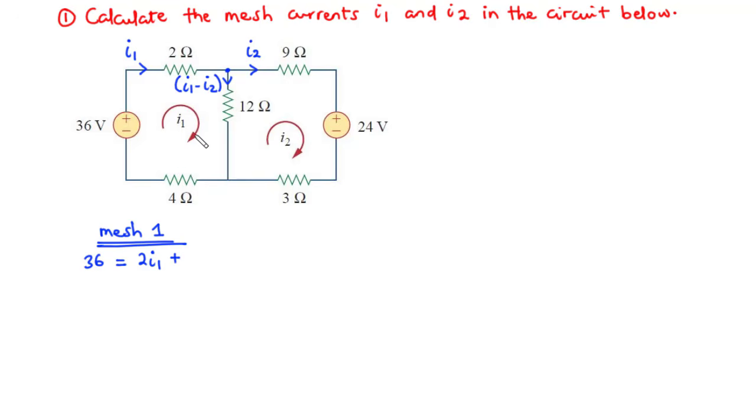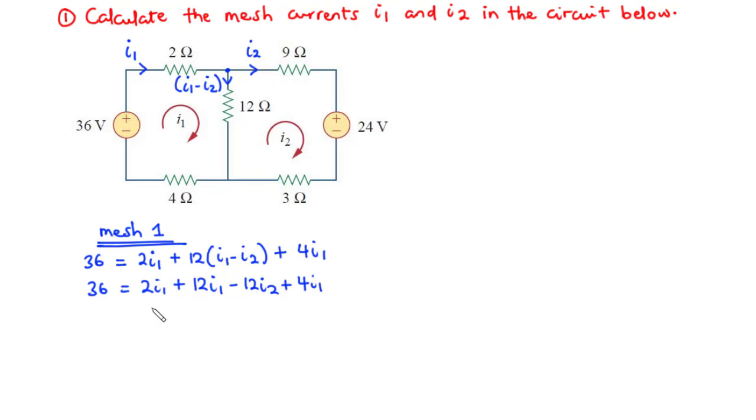We are taking the clockwise direction, which is in line with the direction we are taking. So we have plus 12 times (I1 minus I2), and then plus we have the same current I1 flowing through the 4 ohms resistor, so that is 4I1. Now let's try to expand this equation. So we have 36 equals 2I1 plus 12I1 minus 12I2 plus 4I1.